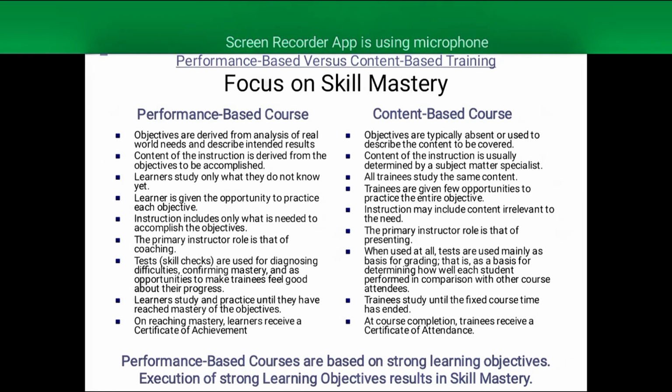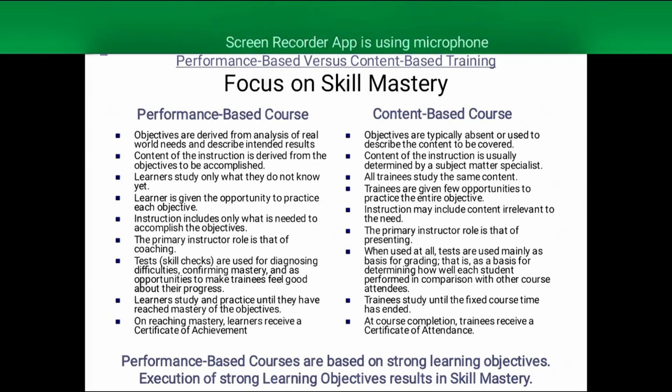In a performance-based course, learners study only what they do not know yet, while in a content-based course all trainees study the same content. In a performance-based course, the learner is given the opportunity to practice each objective. In a content-based course, trainees are given few opportunities to practice the entire objectives. In a performance-based course, instruction includes only what is intended to accomplish the objectives, while in a content-based course, instruction may include content irrelevant to the need.